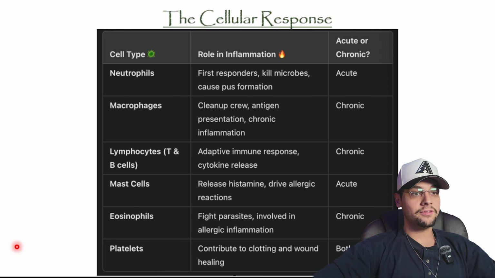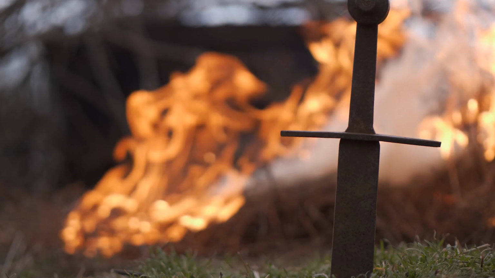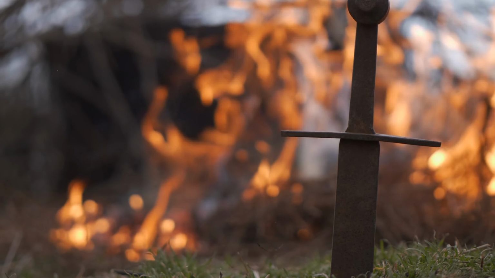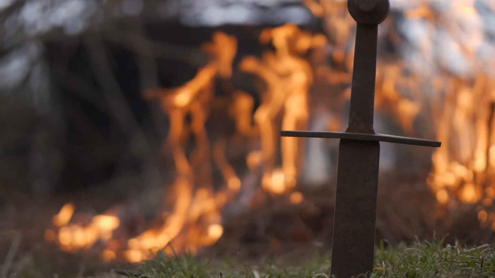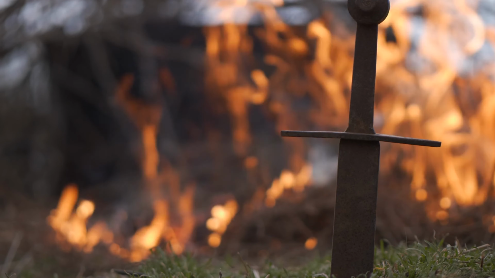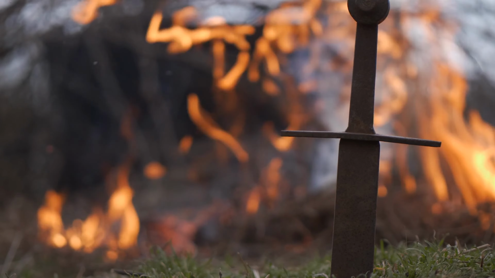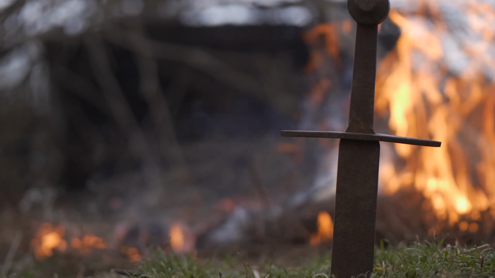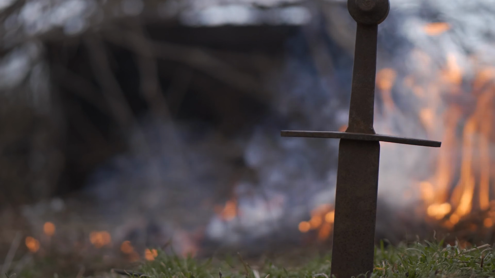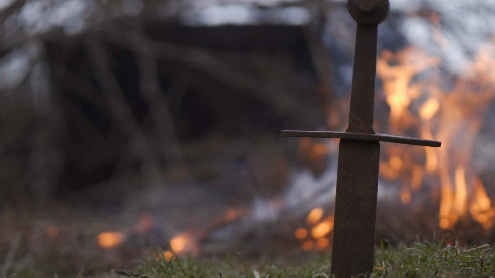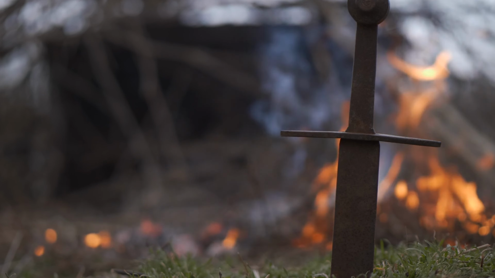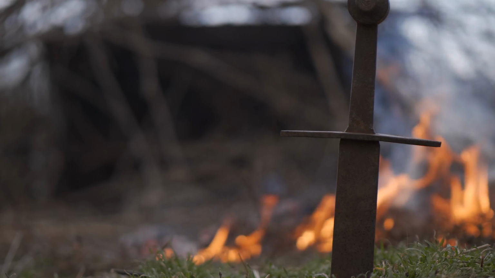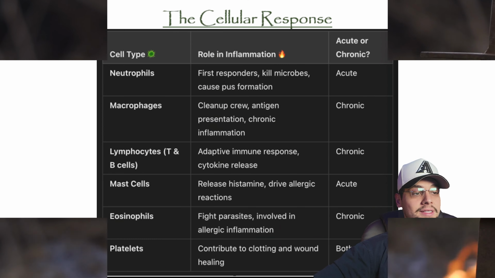So some final thoughts: inflammation is a double-edged sword, okay? Inflammation is essential for survival, but if uncontrolled, it becomes a major driver of disease. Mastering this topic is crucial for understanding pathology, pharmacology, and immunology in medicine. Some key takeaways: inflammation is the body's protective response to injury and infection. Acute inflammation is rapid, neutrophil dominated, and short-lived. Chronic inflammation is persistent, macrophage and lymphocyte driven, with tissue destruction. It is clinically relevant in infections, autoimmune disease, and cancer.